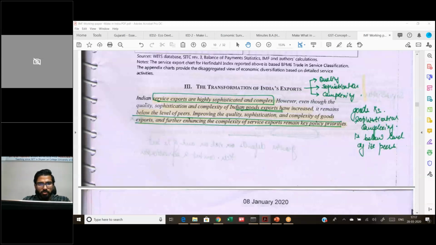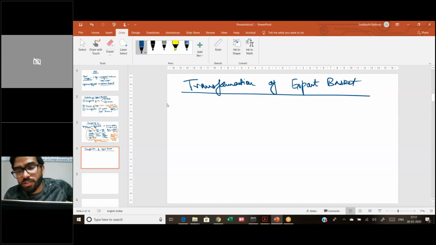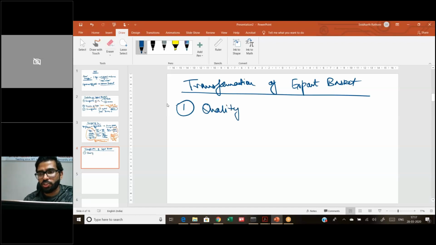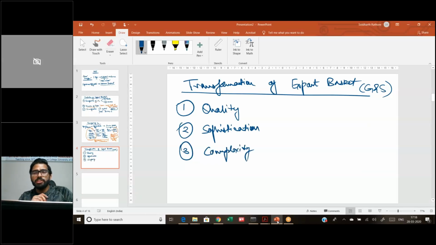So what we are going to talk about is the transformation of the export basket. This transformation is going to be based on three parameters: first quality, then sophistication, and then complexity, and we are going to talk about both goods and services. Has quality increased? We will explain what quality is and how we define it. Then we will define what sophistication is, and what complexity is. These are the three jargons that we will analyze, and through them we will see how the export basket has been performing in India over time.